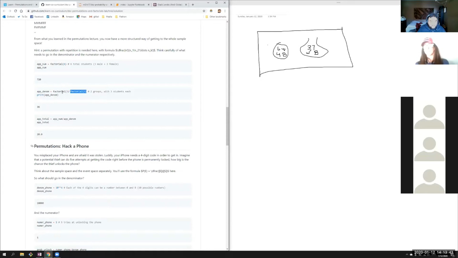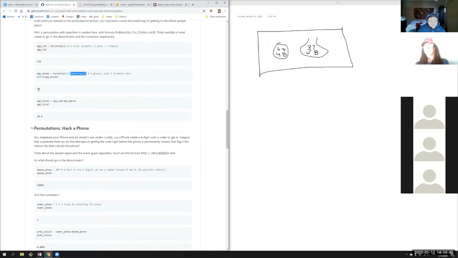So that's the denominator. That becomes 36, and then the app total is going to be the numerator, which is going to be just factorial 6, right? Which is just the number of ways in which you can arrange 6 individuals. Divide that by the possible ways to arrange 3 males and 3 females, and then that will give us the app total, which is 20. Yep. And that's basically them fitting the formula in.